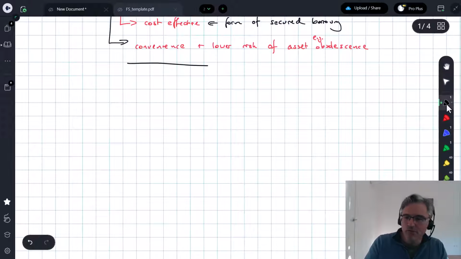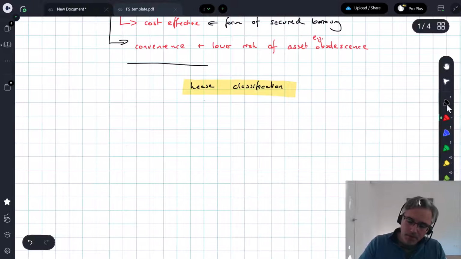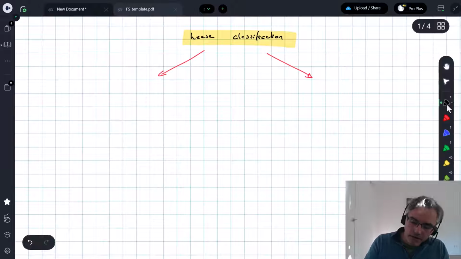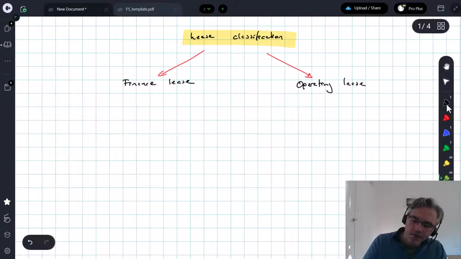Now, on to the really important stuff. From an accounting point of view, leasing can become quite tricky, and a lot depends on how the agreement is actually classified. There are two broad classifications. Every contract may be considered to be either a finance lease or an operating lease. Now, this distinction used to be equally important under IFRS and US GAAP.